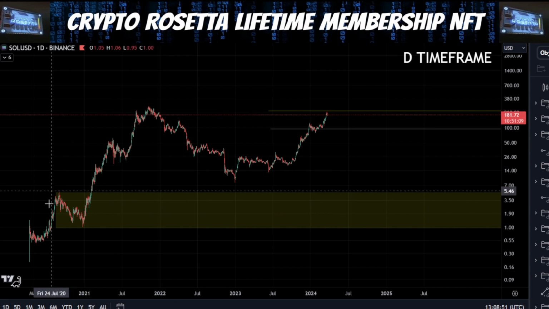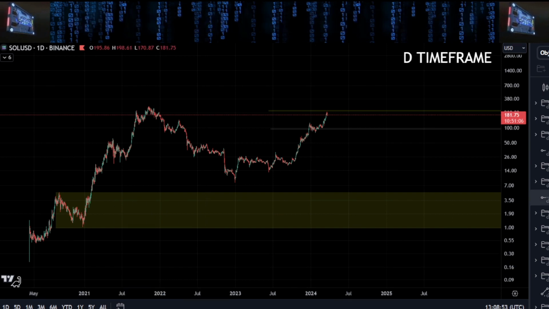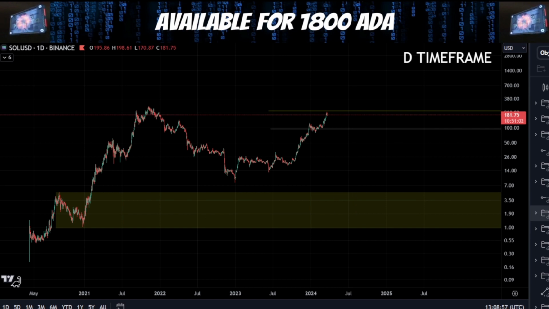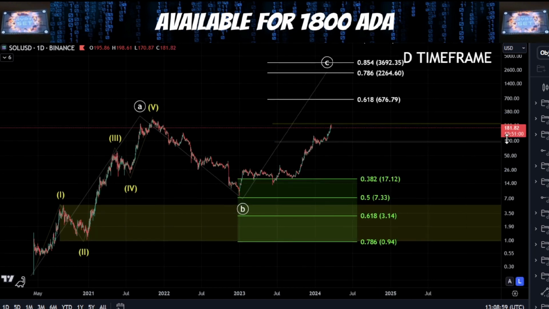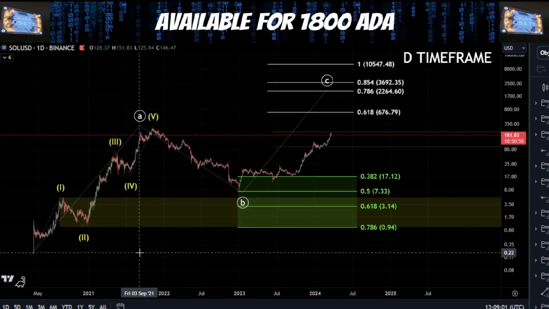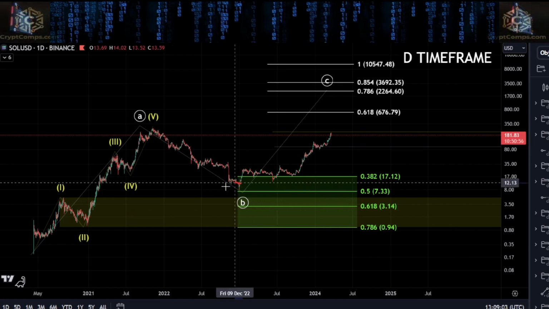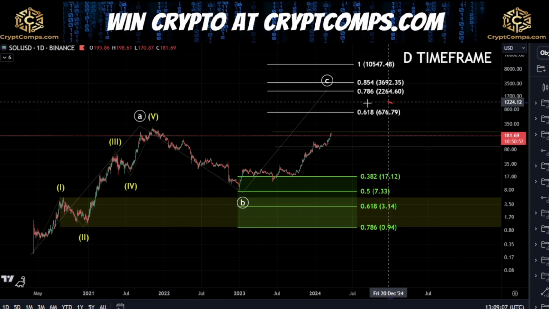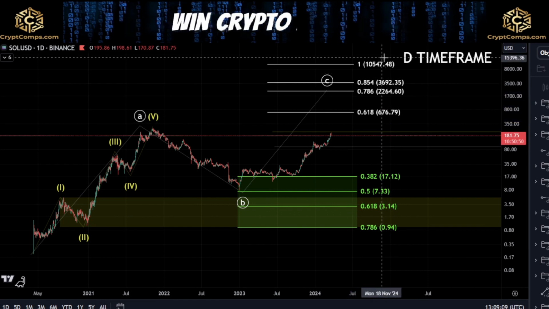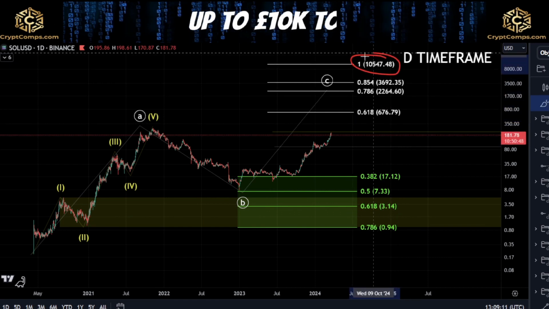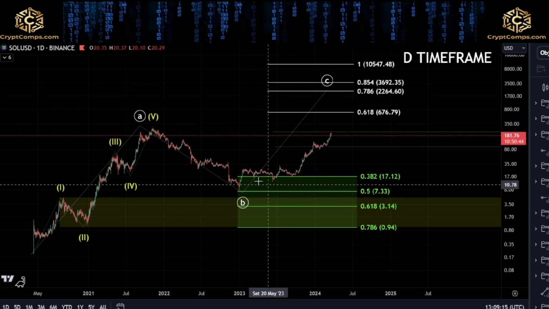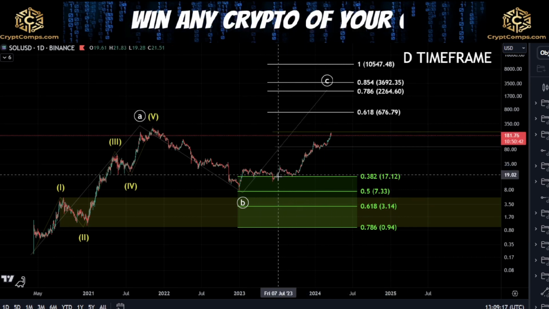So we're going to go over a couple of different ideas here on the higher time frame and then go into the smaller subwave counting. We're going to talk about the idea that this could be a bigger trending move where we could be looking for a bigger ABC pattern, and if this is in fact our B wave low here, that we could be looking for a target between this 676 and this 10,547.